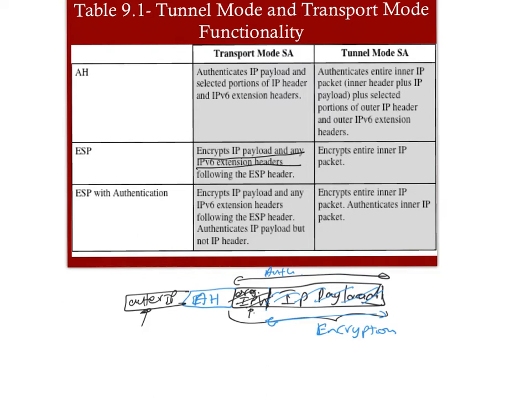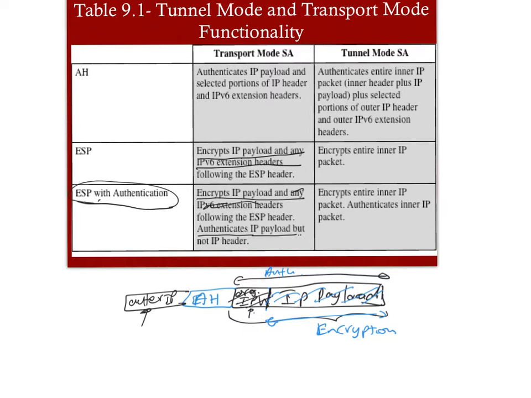But in the tunnel mode, we have the outer IP header, in which case the original IP header is encrypted. Clear? And of course, we have ESP, we have the option to use ESP both for encryption and authentication, in which case we encrypt the payload and any IP version 6 extension, forget about this, and then authenticate the IP payload, okay? But not the IP header.